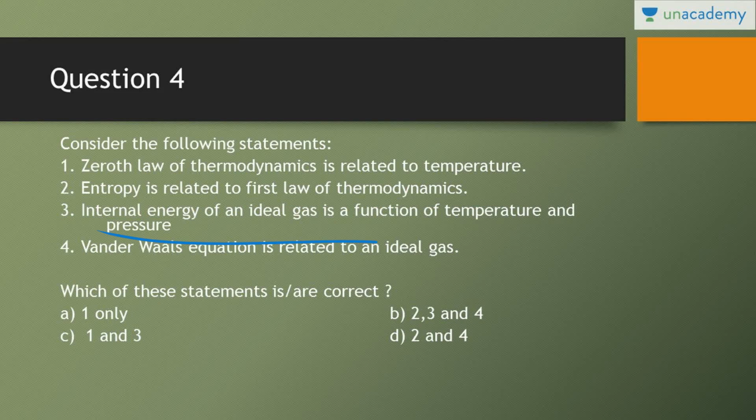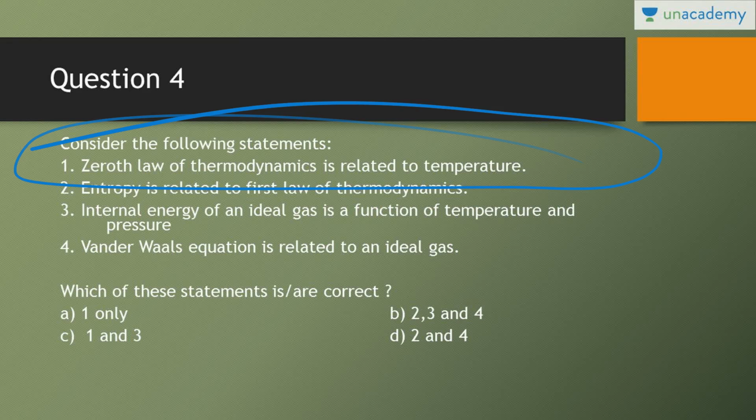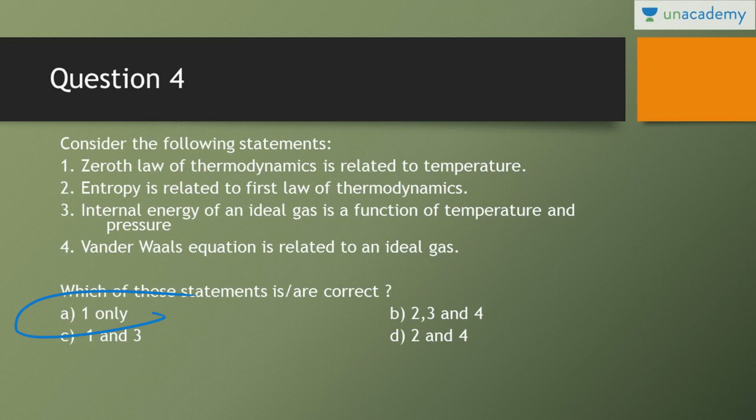The internal energy of an ideal gas is a function of temperature and pressure. No, it is wrong. The internal energy of an ideal gas is always a function of only temperature. The Van der Waals equation is related to an ideal gas. No, it is not related to an ideal gas. It is related to real gas. So which of these statements are correct? Only option 1 is correct. The zeroth law of thermodynamics is related to temperature. Only option 1 is correct.